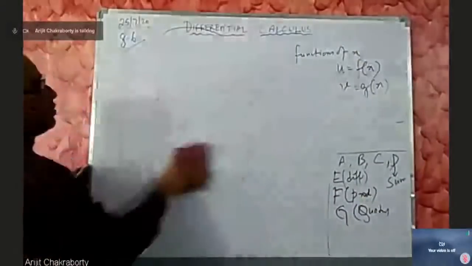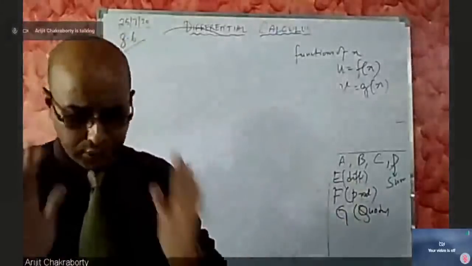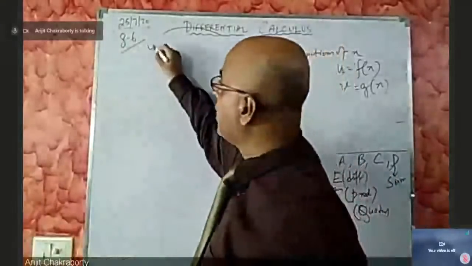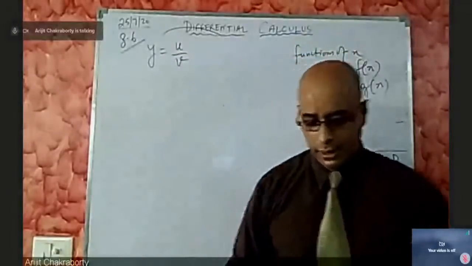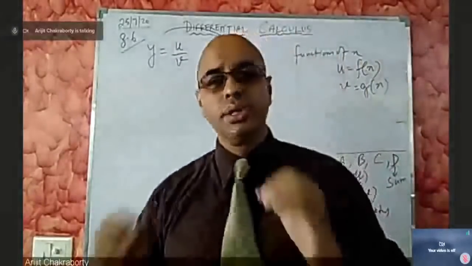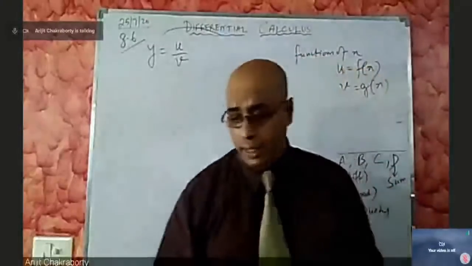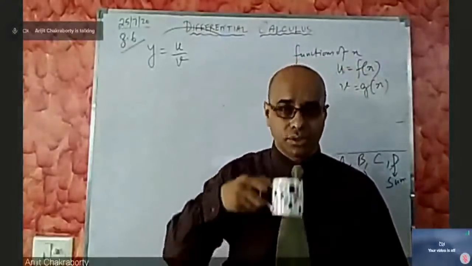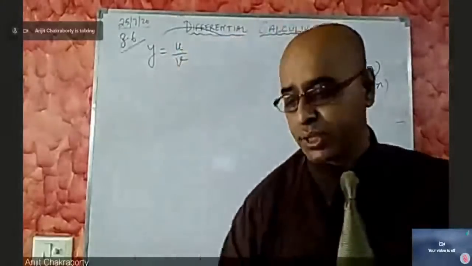And here the same thing, functions of x, u and v. U is f(x) and v is g(x). And we are taking a situation where y is equal to u divided by v. In the last formula, we have seen u multiplied by v, the product of two functions. Now we find a situation where one function is divided by another function. So let us see the differential coefficient formula.